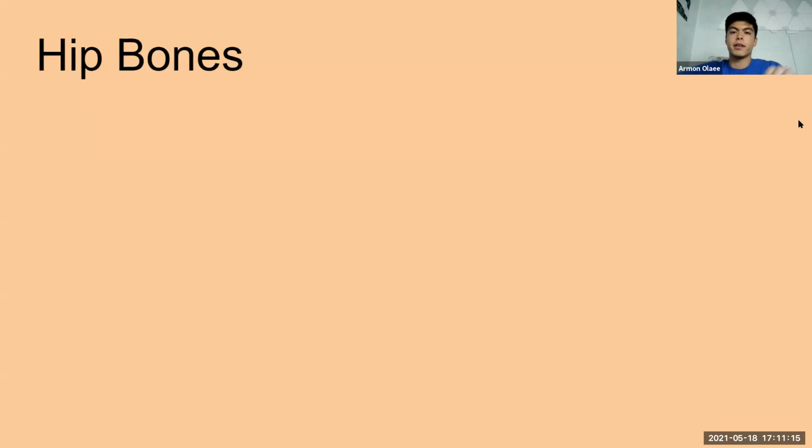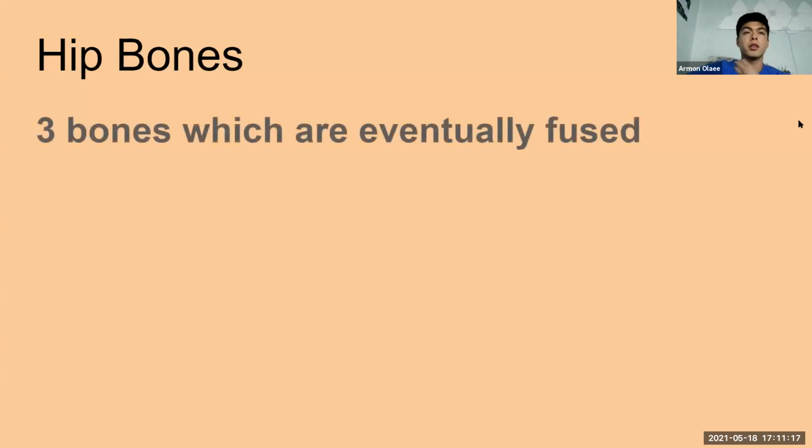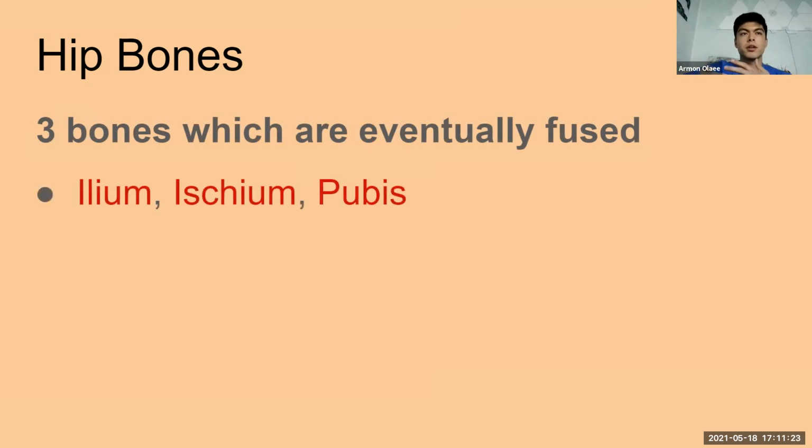And now we can talk about the hip bones. These are 3 bones which are eventually fused, and they fuse as we grow up. These bones are your ilium, ischium, and your pubis bones.